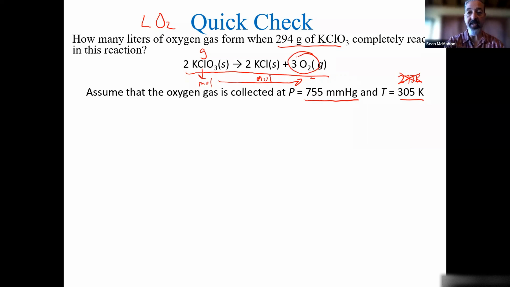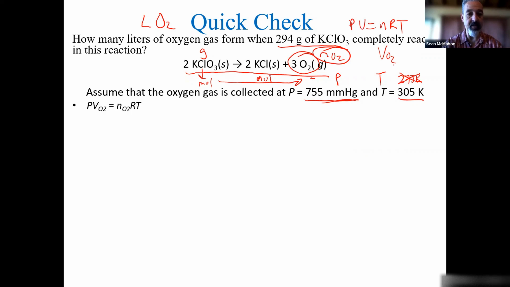Once I figure out the moles of oxygen, I know the pressure and I know the temperature, and I can solve for a volume of oxygen using PV equals nRT. So I'm going to use the stoichiometry to get moles, and then the given pressure and temperature to get volume.